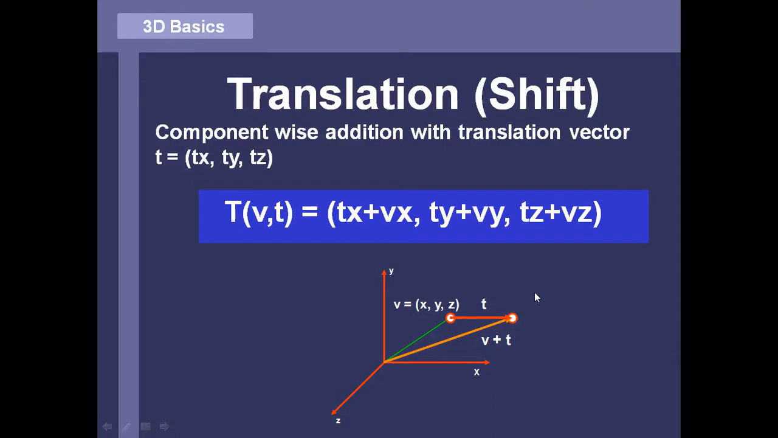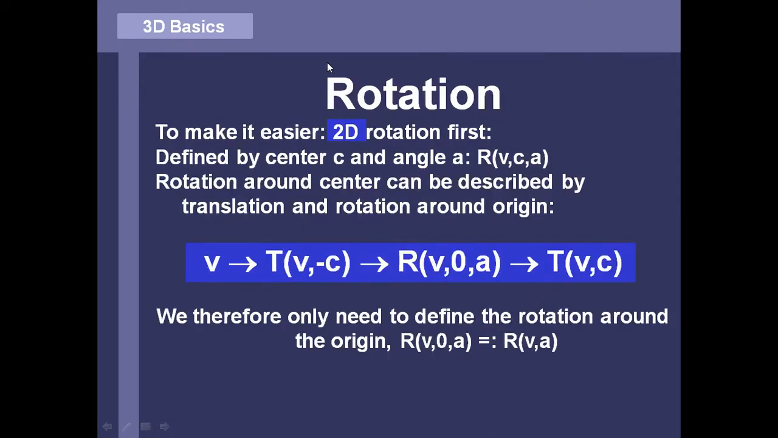And now the rotation. To make it easier, let us look at 2D rotation first. It is defined by a center C and an angle A. This rotation around a center, R(V, C, A), can be described by translation and rotation around the origin. So this is how the equation becomes. We therefore only need to define the rotation around an origin.